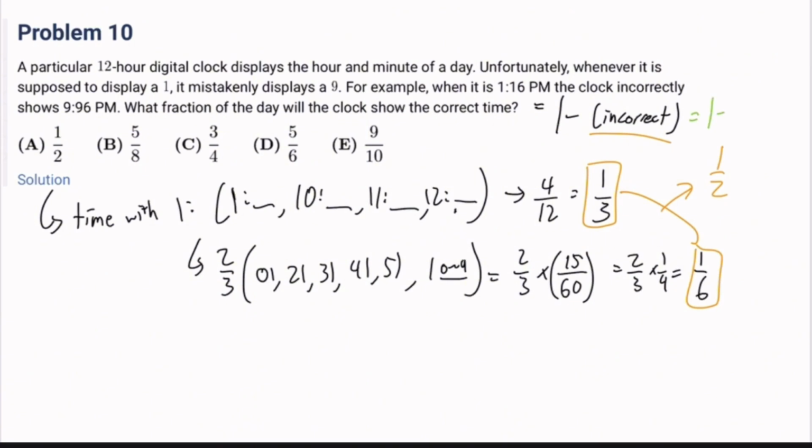And so this is going to be 1 minus 1/2, which is 1/2. So this is our answer.